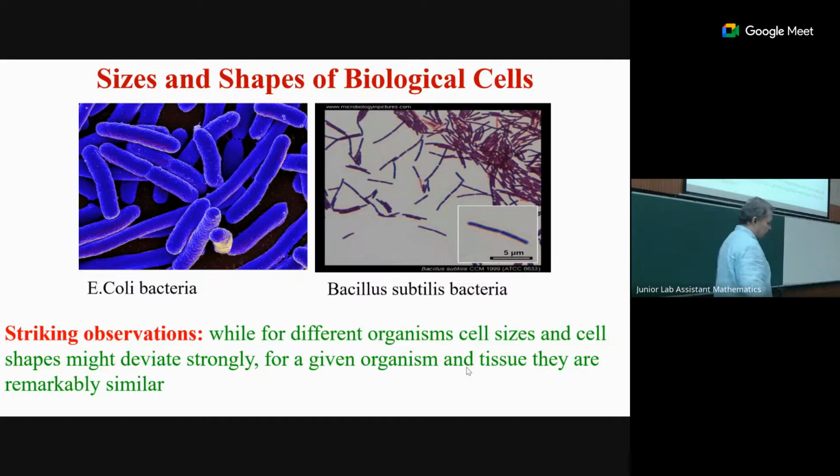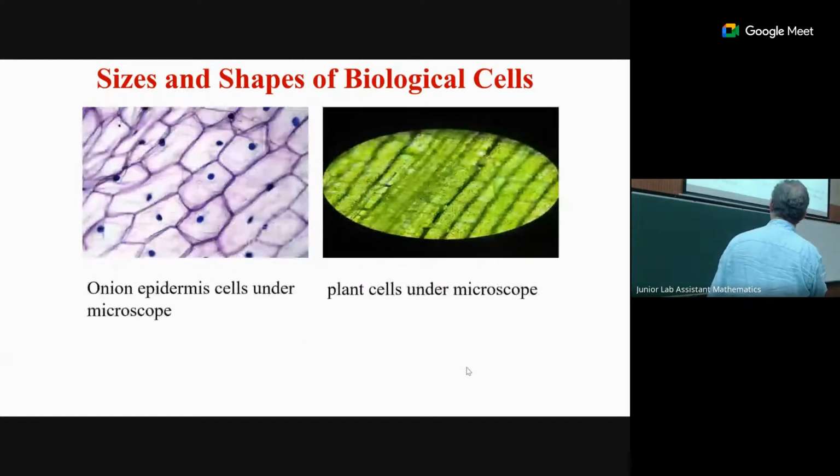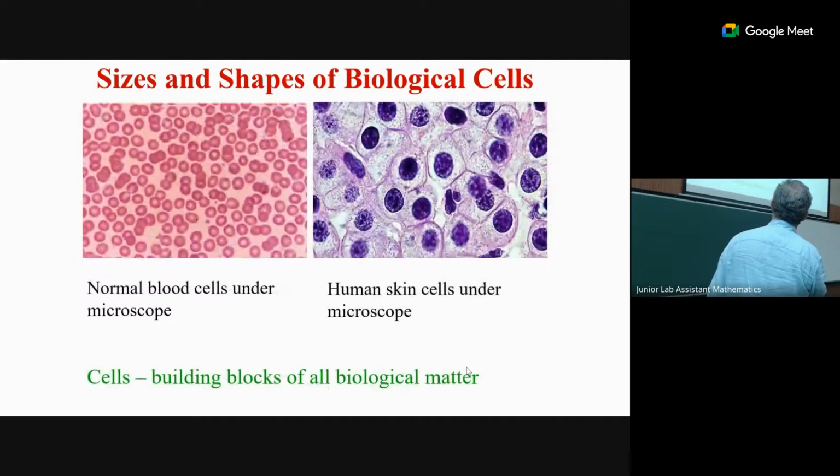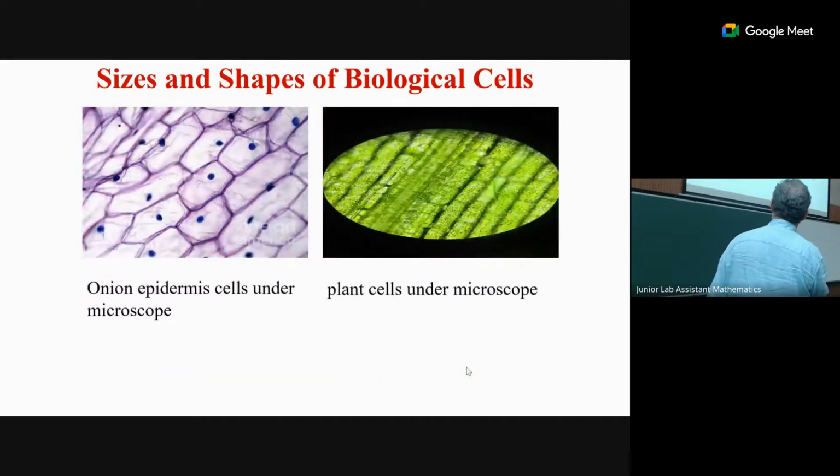So there is a striking observation. I hope you already noticed from what I'm showing you that for different organisms and maybe different tissues, cells are of very different shapes and sizes. But for a given organism, a given tissue, they're very similar. They're remarkably similar in sizes and shape. There is some deviation, but they're remarkably similar to each other.